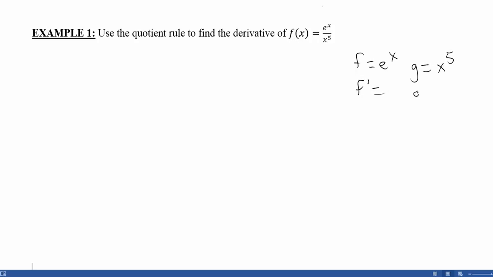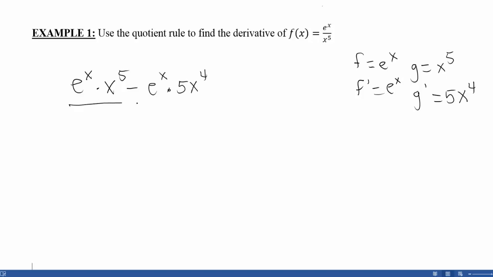Now I need to find each of their respective derivatives. The derivative of e to the x is e to the x, and the derivative of x to the 5th is 5x to the 4th. So now I need to take those terms and I need to plug them into my quotient rule. My quotient rule said that I'm going to do f prime times g, so e to the x times x to the 5th, minus f times g prime, so minus e to the x times 5x to the 4th. All of that divided by g squared, so x to the 5th squared.